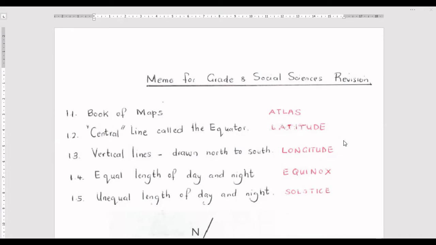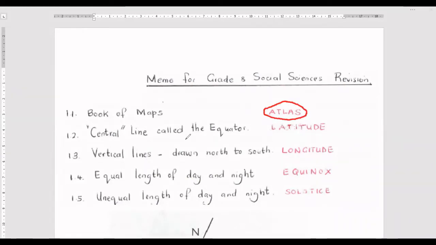Question 1.1 talks about a book of maps. In other words, it's where all the maps of local areas, of international areas, of provincial areas are put into one book. And that's referred to as an atlas, right? So there's your answer there. That's referred to as an atlas.